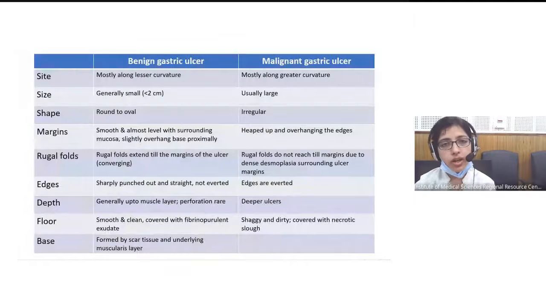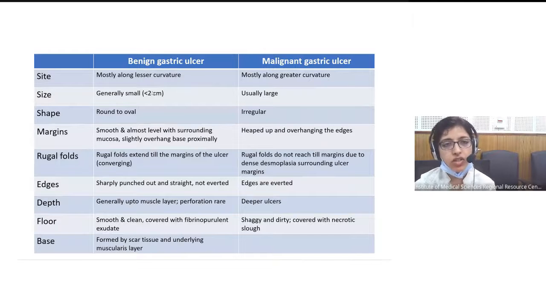And now I would like to tell you the differences between benign and malignant gastric ulcer, which is an important question for you as well. Benign gastric ulcers, that is the ulcers seen in the setting of peptic ulcer disease, are most commonly seen along the lesser curvature, while malignant gastric ulcers are seen mostly along the greater curvature. But again, this is not a rule, and you may find malignant ulcers even on the lesser curvature.